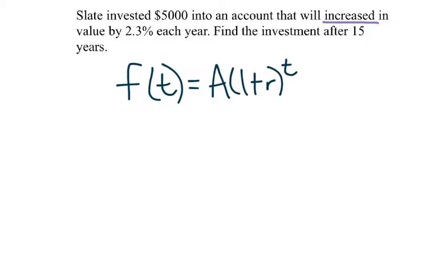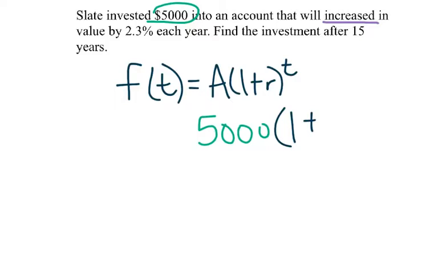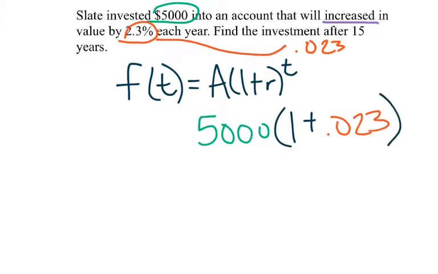Okay. So Slate invested $5,000. That's my A. That's how much I started with. 1 plus. It's going to increase in value by 2.3%. That is a percentage. So anytime you want to change percentage to a decimal, you move the decimal over 2 places. So this is actually going to be 0.023. And then we're going to find the investment after 15 years. So that's our time. So time is 15. So all you have to do is type this in the calculator and make sure that 15 is an exponent.